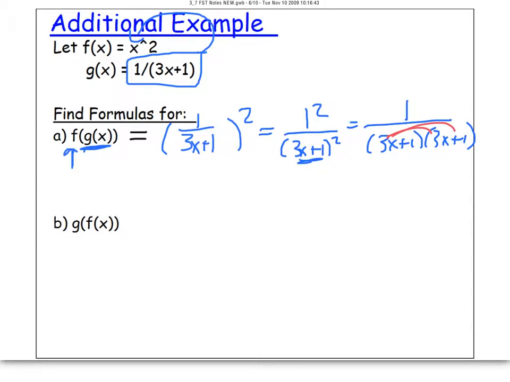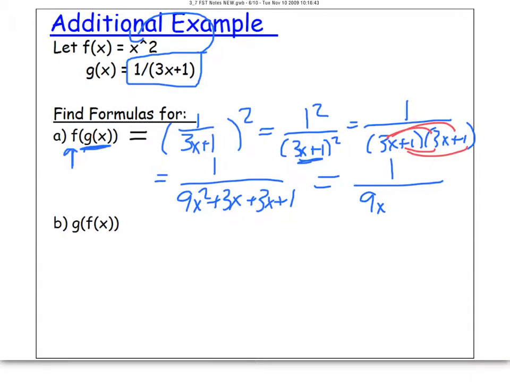In your distribution, everything touches everywhere. So what we're going to get is 1 over 9x squared plus 3x plus 1. When you simplify, 1 over 9x squared plus 6x plus 1 is your final formula.